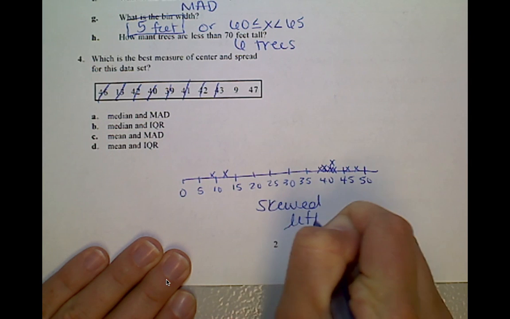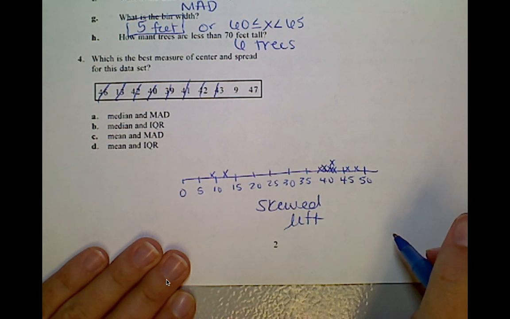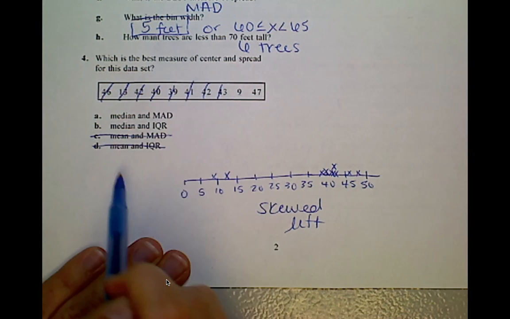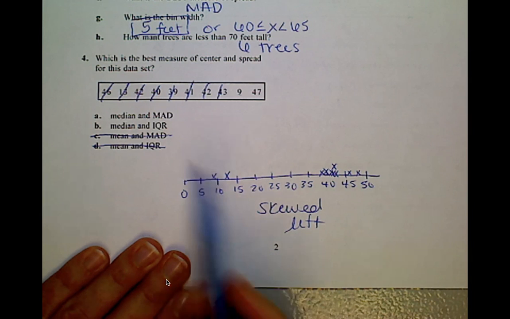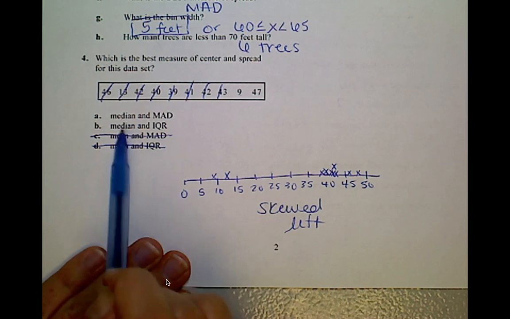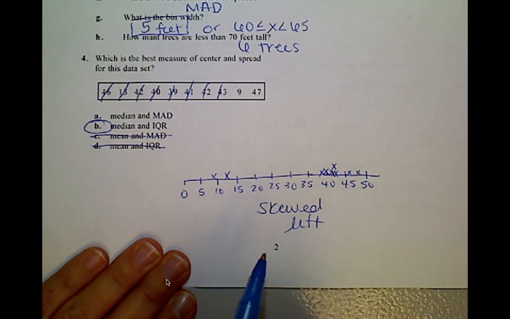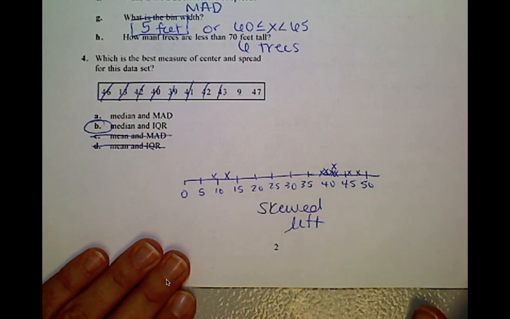left distribution. So therefore, if it's skewed, you want to pick the median. So I get rid of mean, because the median is the best measure of center. And then remember, median always goes with IQR. MAD would actually go with mean. So that's some good ones that you can eliminate tomorrow on it.